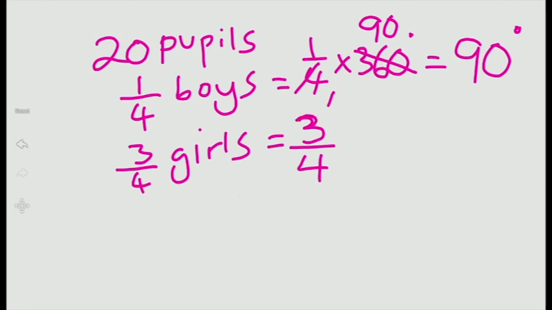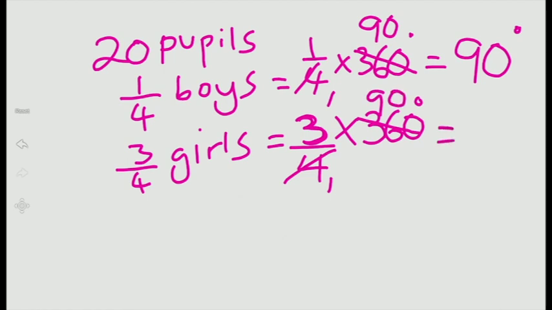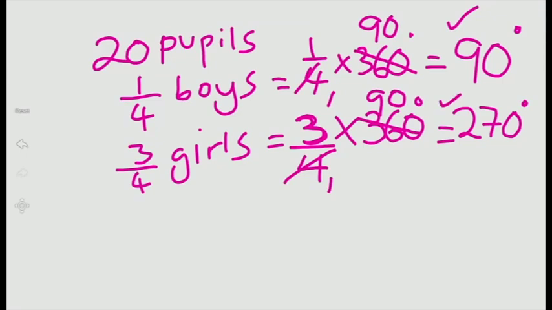We take the fraction for the girls, multiply it by the total number of the revolution, which is 360. How many fours here? 1. How many fours here? 90. 90 times 3, that's 270 degrees. How do you plot that in a pie chart? Now we've got the sector size 90 degrees for the boys and 270 degrees for the girls. Let's look at how to plot that in a pie chart.